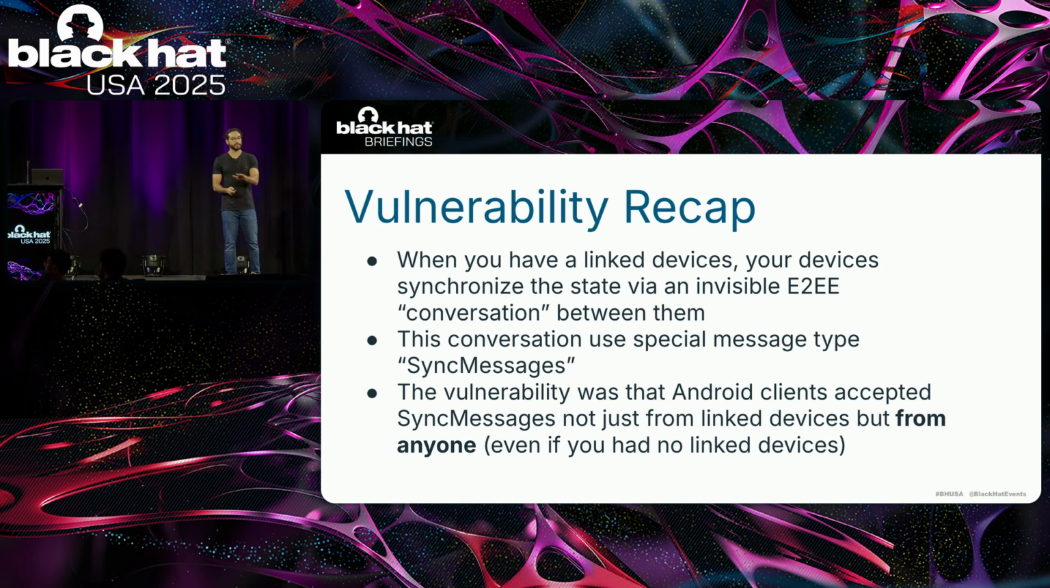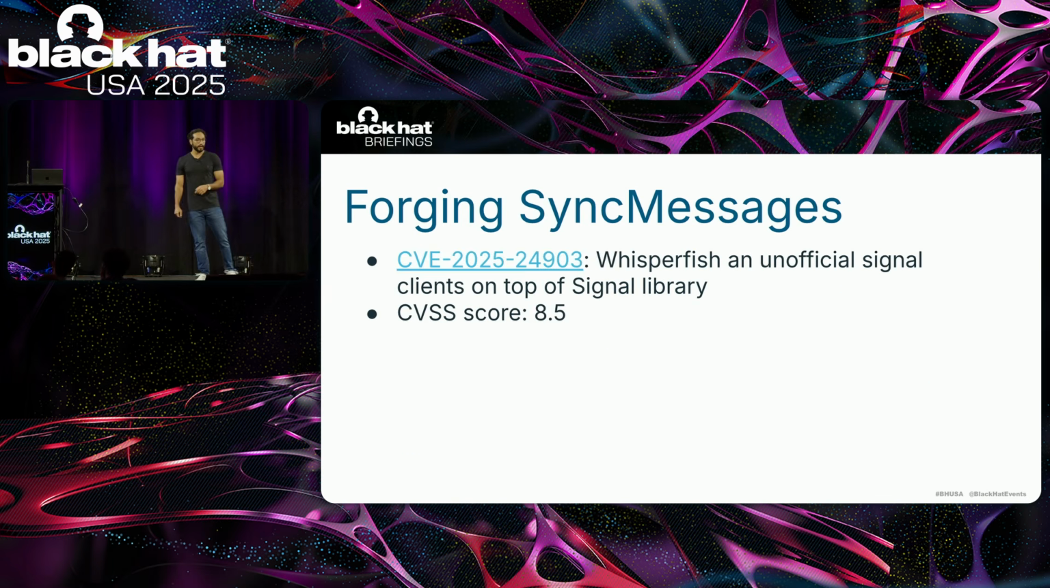This also affects Android clients even if they don't have a linked device, because the code is just there and the code will execute. One of the downstream clients of Signal was Whisperfish. They were also affected by this vulnerability because the vulnerability is not in the protocol, it's just in the client, and they fixed that with a CVE, and the CVE score was 8.5.